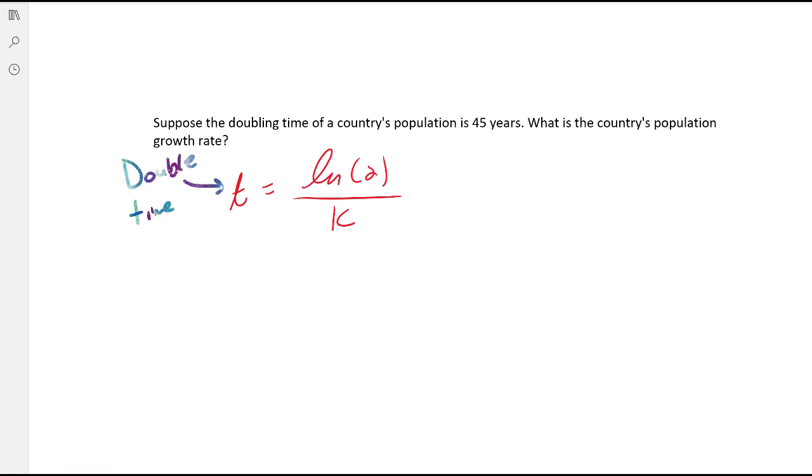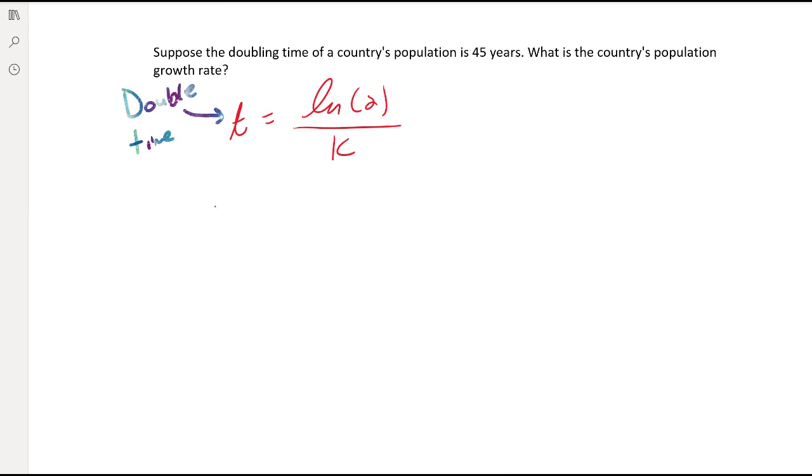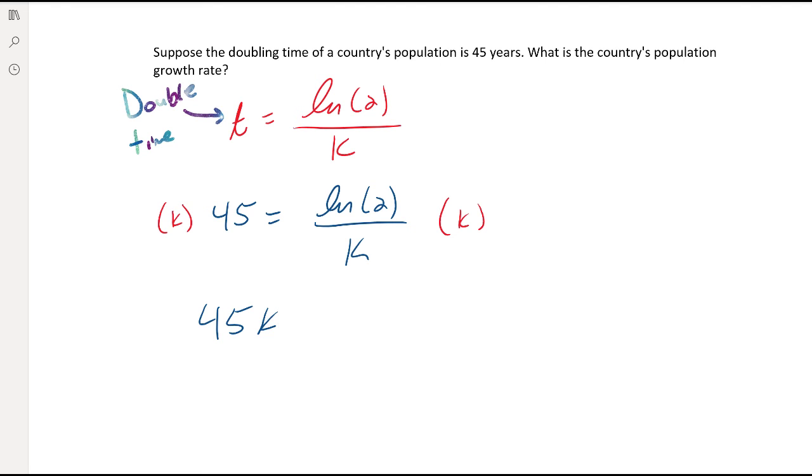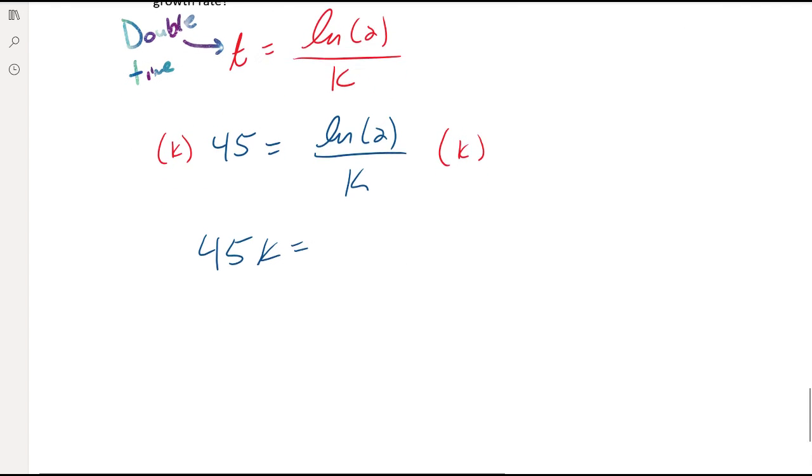All right, so this time we know t, but we don't know k. So let's plug that into our equation here. So we have 45 years is equal to the natural log of 2 over k. Well, we have to solve this equation for k. So what we're going to do is multiply both sides of our equation by k, because I want to get rid of that fraction. So on my left-hand side, I have k times 45, which I'm going to write as 45k. Order of multiplication never matters.